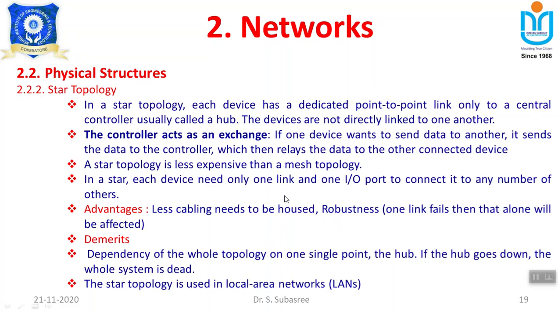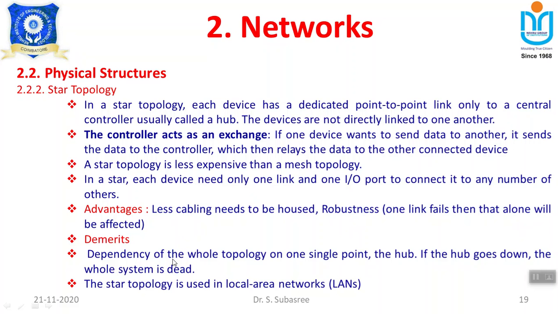So which one is called the controller? The hub is called the controller, because without the knowledge of the hub we cannot make a data transmission. So in this way star topology is functioning. What is the advantage of this one? Less cabling needs to be housed, is it not? And robustness: if one link fails, then that alone will be affected. So this is the advantage of having star topology.